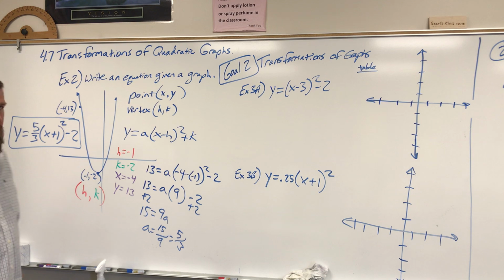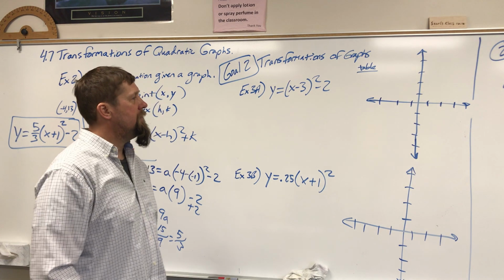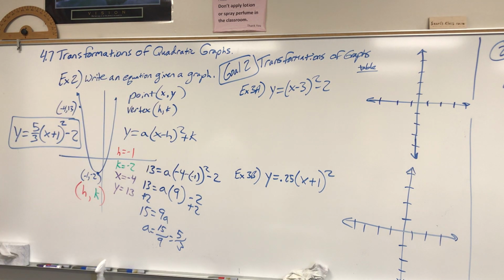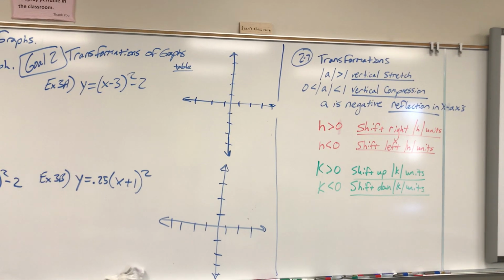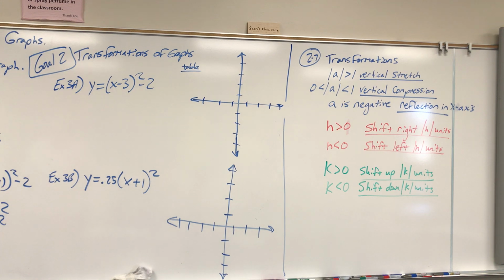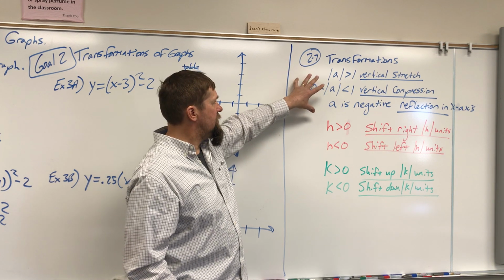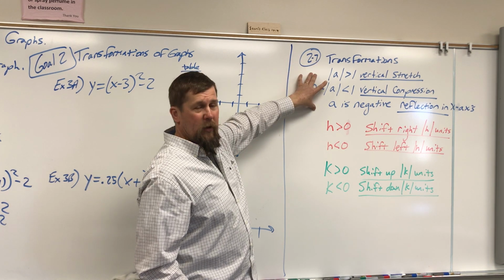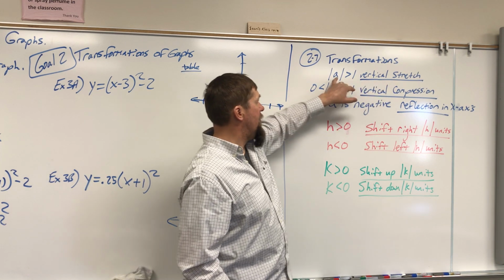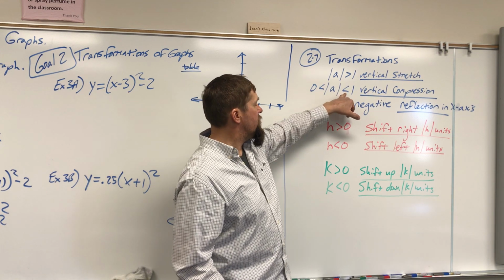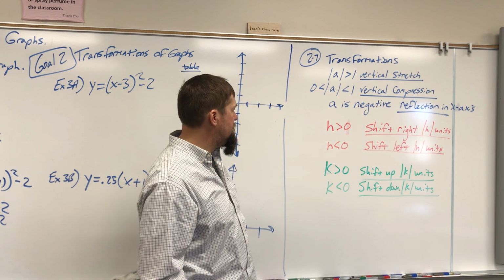Okay, the second goal of this section is to talk about transformations. Now I mentioned it earlier with goal 1, but section 2-7 was on the same thing. If you look back in your book at section 2-7, you'll find the list of what a is and what transformations it does to the graph. Remember, vertical stretch when a is greater than 1. If a is a fraction less than 1, it's a vertical compression. If a is negative, it's a reflection in the x-axis.